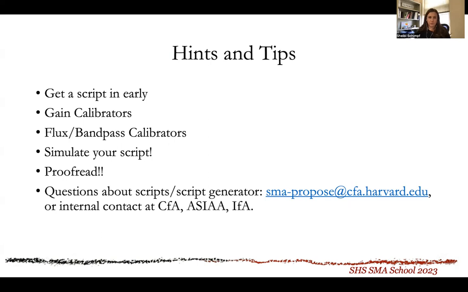Okay. Proofread. Again, proofread the source names, proofread coordinates, proofread the number of scans you're specifying for each source. Because if any of those are missing, your sources won't get observed and you won't get the data that you want and need for your science.